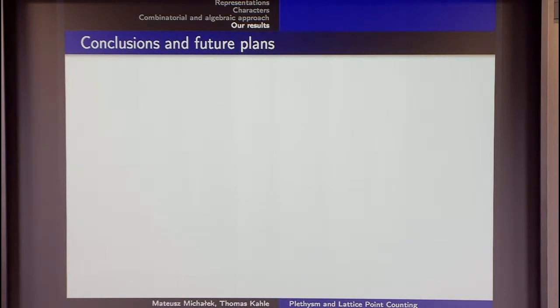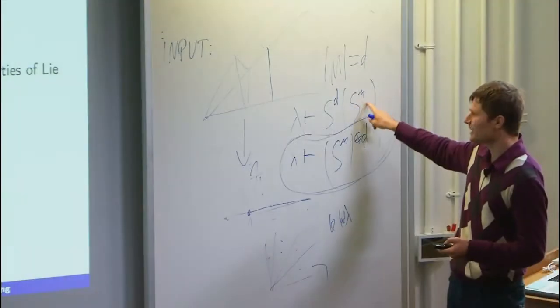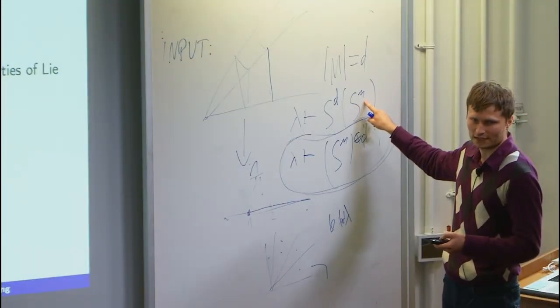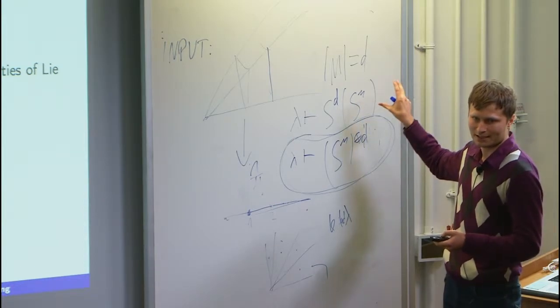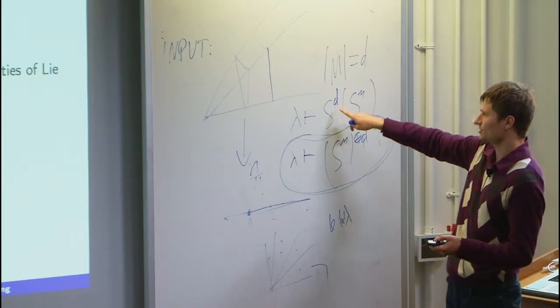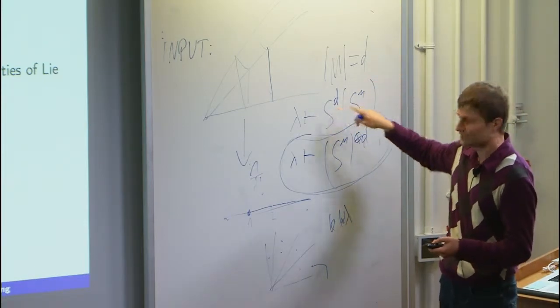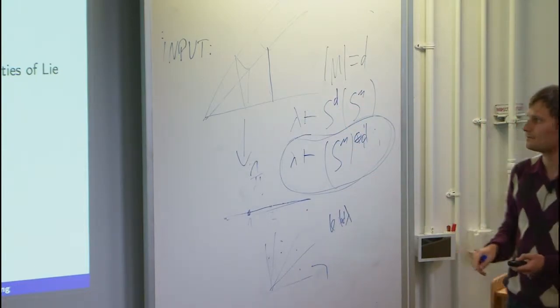So, conclusions and future plans. There was a talk by Mateusz. What's the difference with the talk by Mateusz? He was changing the degree, keeping the inner functor fixed. So he had one variety and changed the degree of polynomials. I'm doing the other way round. I'm changing the variety, I'm changing the polynomials, but I'm keeping the degree.